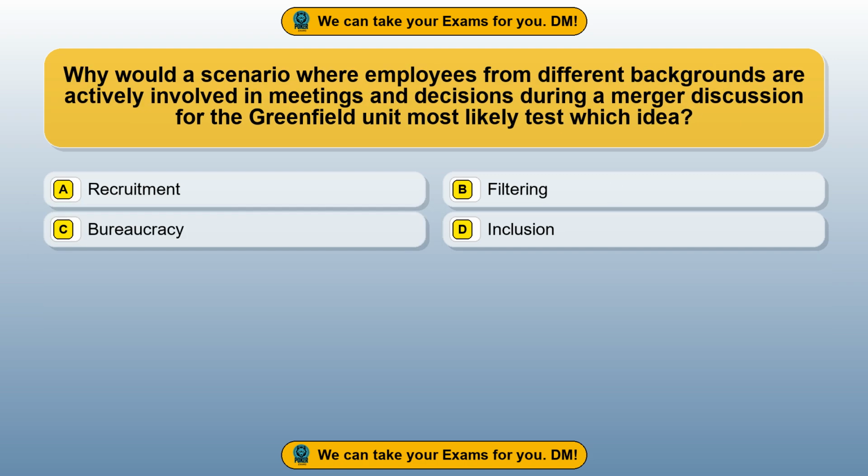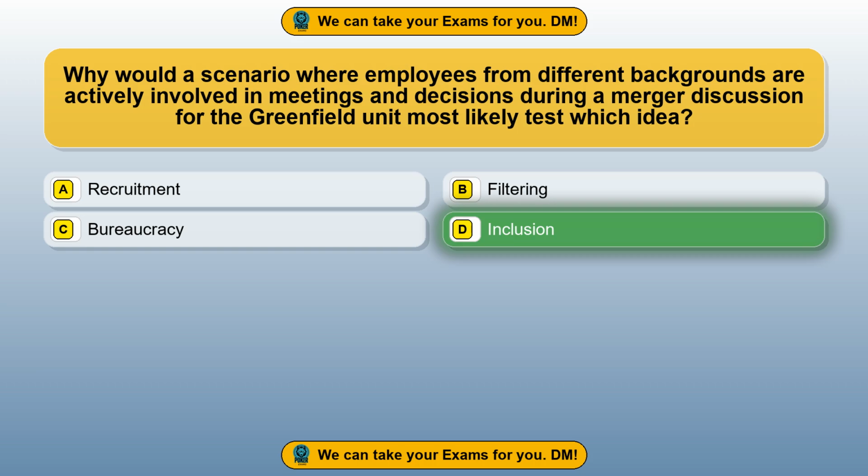Question 32. Why would a scenario where employees from different backgrounds are actively involved in meetings and decisions during a merger discussion for the Greenfield unit most likely test which idea? Option A, recruitment. Option B, filtering. Option C, bureaucracy. Option D, inclusion. The correct answer is option D, inclusion.